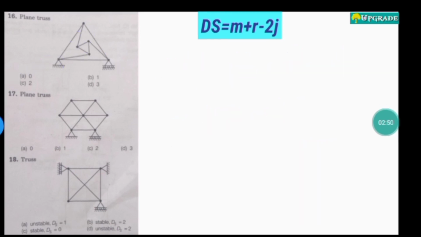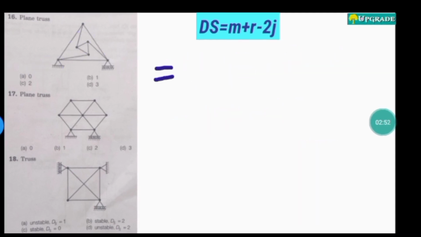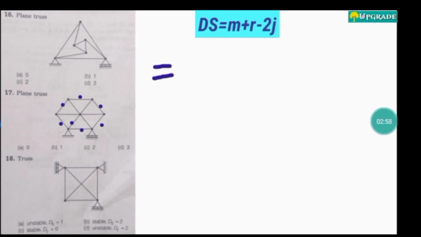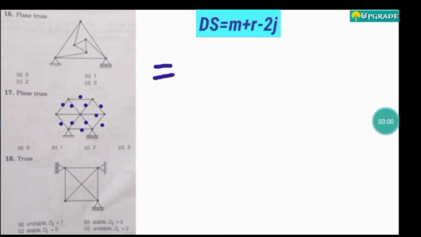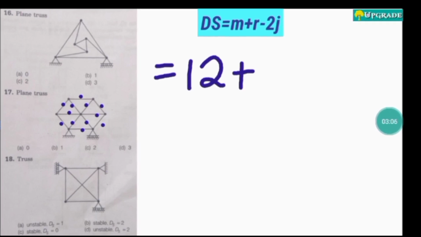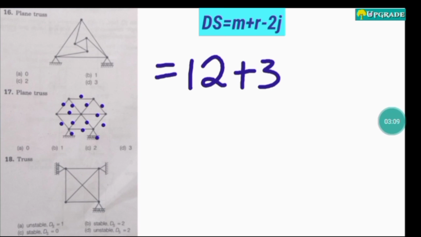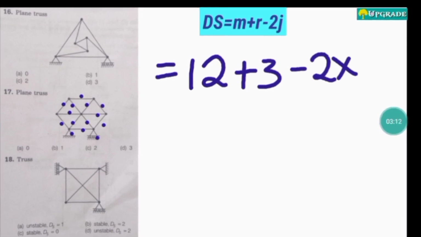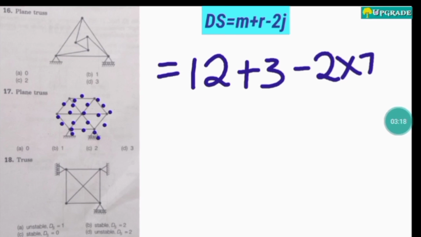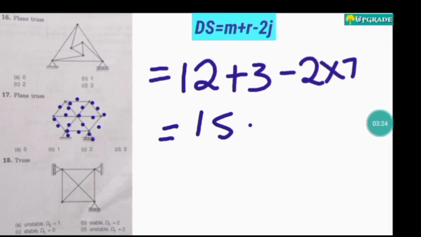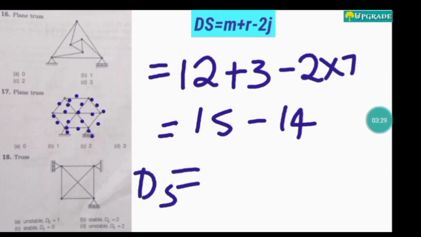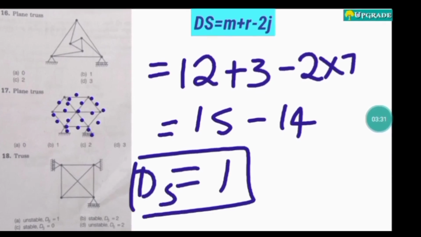Question number 17. Put the values. m is members: 1, 2, 3, 4, 5, 6, 7, 8, 9, 10, 11, 12. So total 12 members. Plus reactions: 2 plus 1, that is 3. Minus 2 into the number of joints. Count the joints: 1, 2, 3, 4, 5, 6 and 7. 12 plus 3 is 15, minus 2 times 7 is 14. So the DS value becomes 1. So option B is correct.